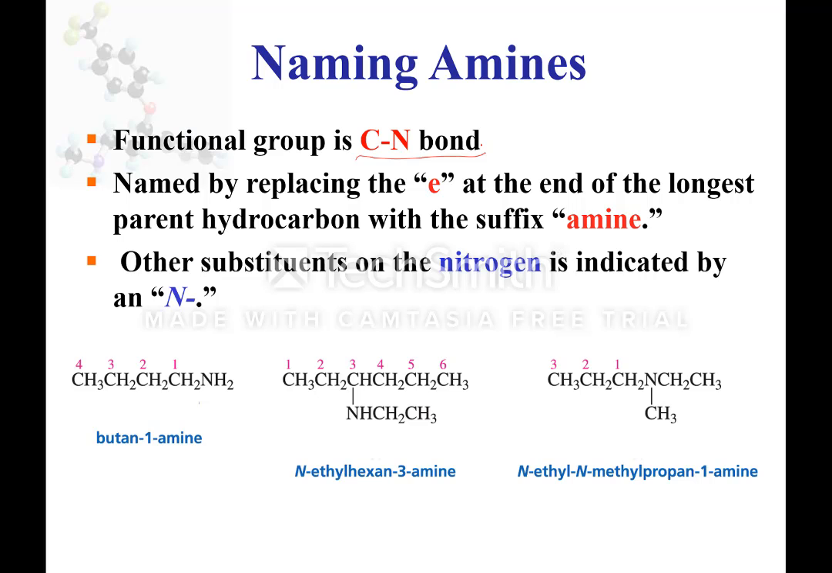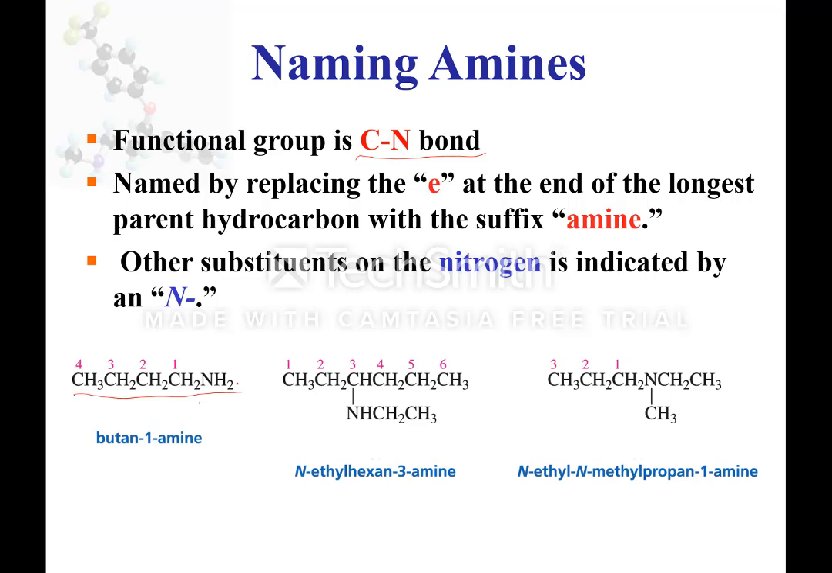Seems pretty obvious, right? However, the nitrogen can have more than one alkyl group, and so the other substituents on the nitrogen are indicated by N-. So, to name an amine, let's first find the longest carbon chain that has the carbon-nitrogen bond. In this case, of course, there's only one, and that's very obvious, so this molecule is butane-1-amine.